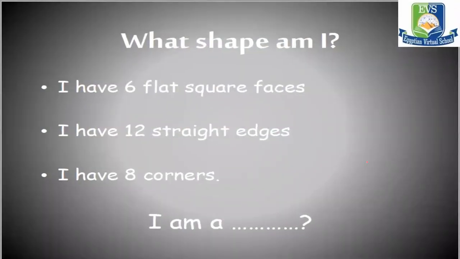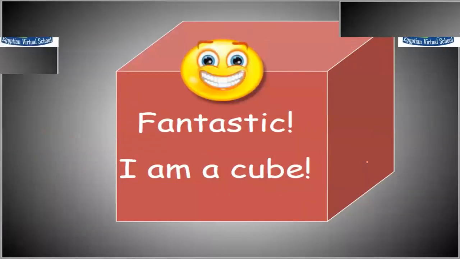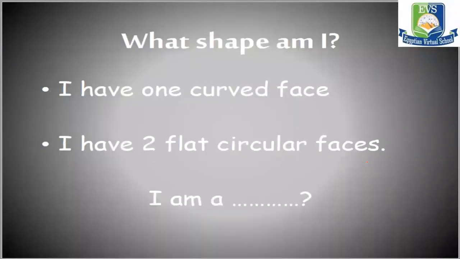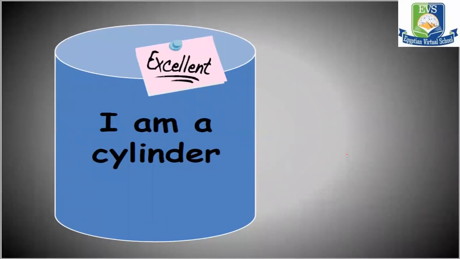What shape am I? I have 6 flat square faces. I have 12 edges. I have 8 corners. What shape am I? Yes, exactly. I'm a cube. What shape am I? I have one curved face, 2 flat circular bases. What shape am I? Yes, exactly. I'm a cylinder.